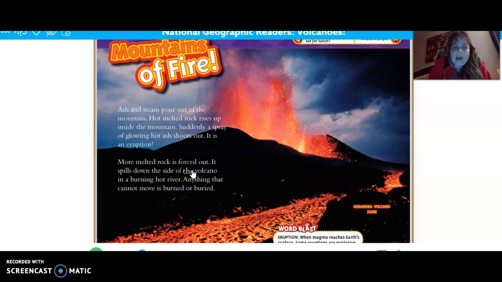Mountains of fire. Ash and steam pour out of the mountain. Hot, melted rock rises up inside the mountain. Suddenly, a spray of glowing hot ash shoots out. It is an eruption. More melted rock is forced out. It spills down the side of the volcano in a burning hot river. Anything that cannot move is burned or buried.